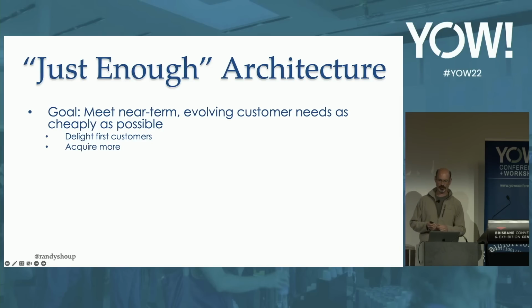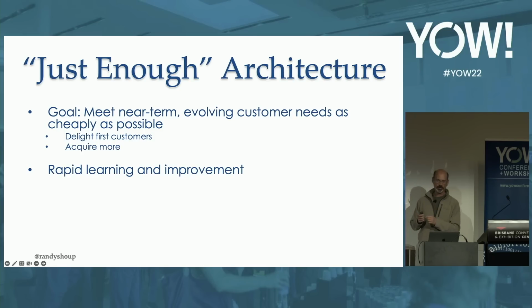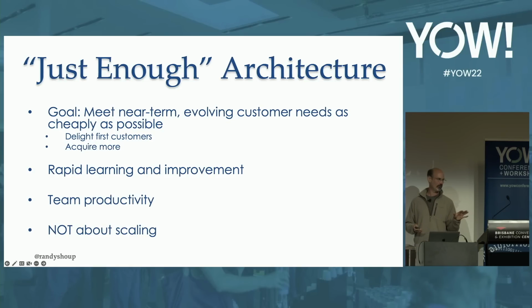So the kind of architecture that we want to have in this phase is what I'll call just enough architecture. So we want to meet our near-term evolving customer needs as cheaply and as simply as possible. We want to delight those first customers that we've hopefully acquired, and we want to acquire more. So here, the goal here is for us to do rapid learning and improvement. We want to prioritize team productivity over really any other thing, and this is definitely not about scaling, right? So this initial phase is not about scaling very large because we're not large yet.